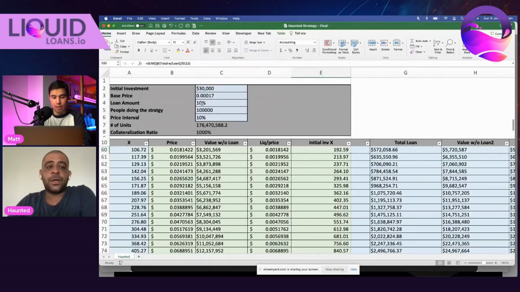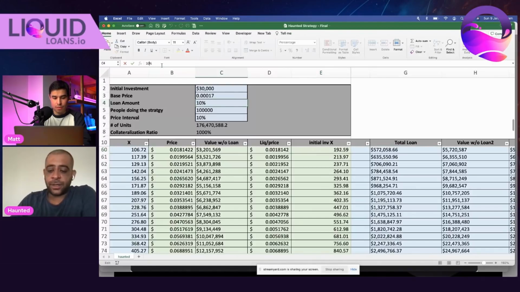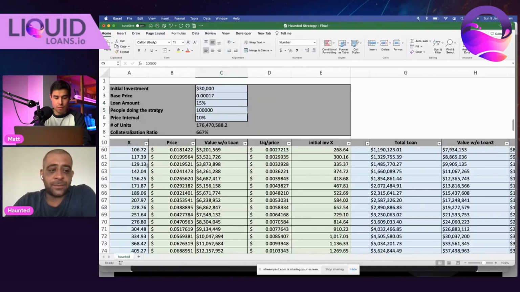What I will do is show you the difference for some people who might want to take a 15% loan and are comfortable doing it with a 15% loan. Just by doing that, at 106x, you're already up 268x on your initial investment.